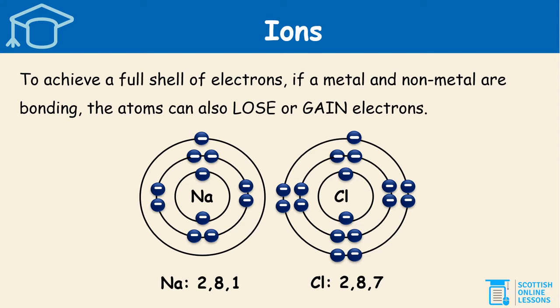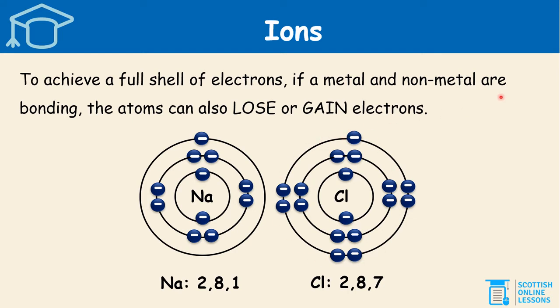Sodium's electron arrangement is 2,8,1, and I have drawn them here with 2 electrons in the first shell, 8 electrons in the second shell, and 1 electron in the third shell. Likewise for chlorine, chlorine's electron arrangement is 2,8,7: 2 in the first shell, 8 in the second shell, 7 in its final shell.